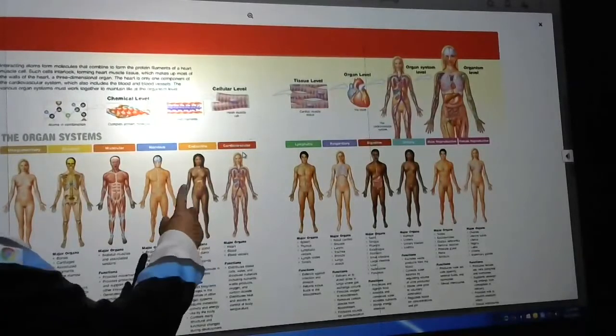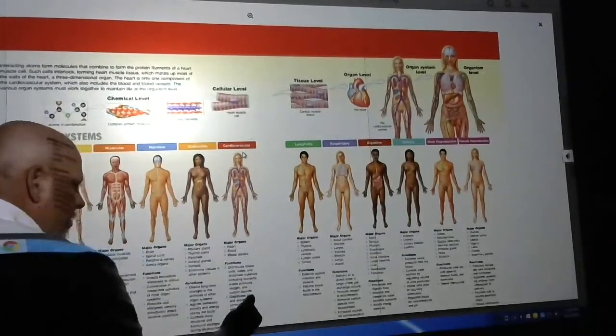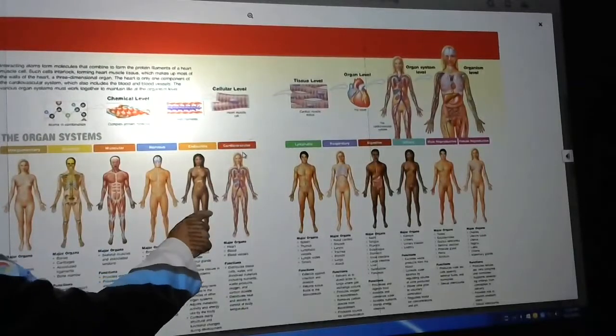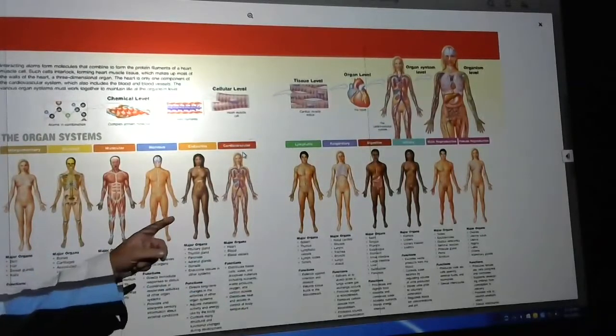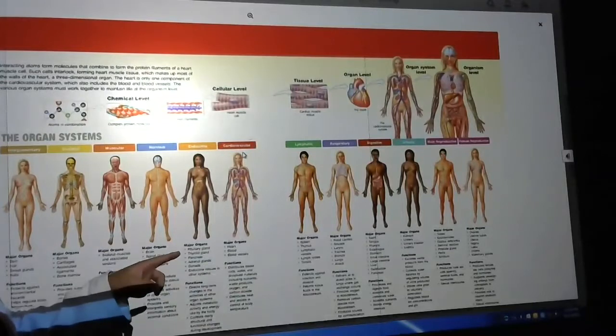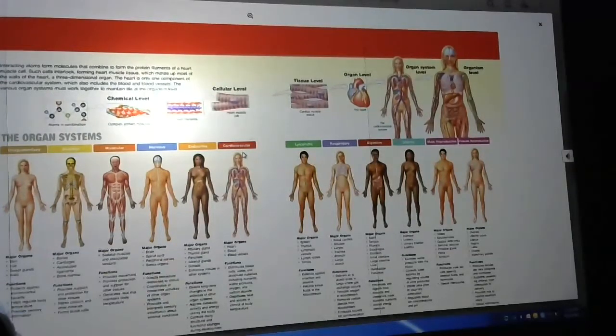Okay? All right, so major organs, mosquito, thank you very much. All right, brain, spinal cord, peripheral nerves, and sense organs. Functions: direct immediate response to stimuli, coordinates and moderates activities of other organ systems, provides and interprets sensory information about external conditions. Okay? All right.